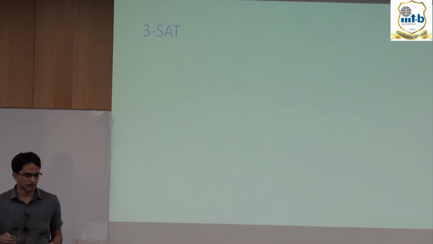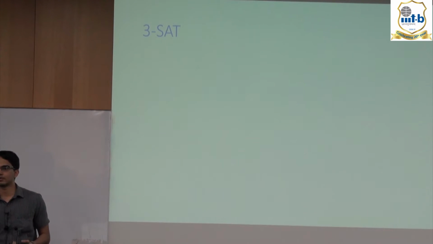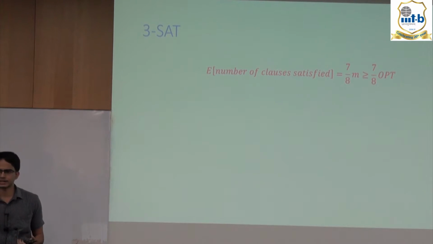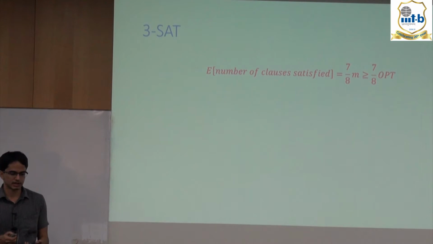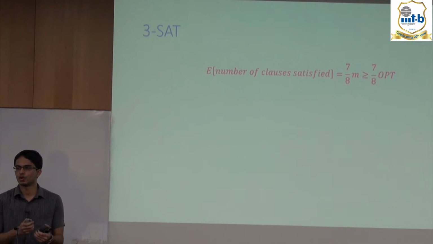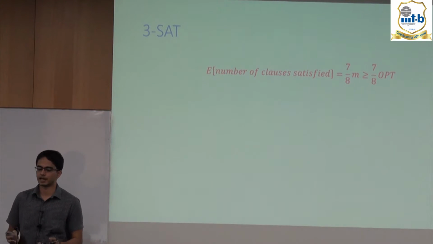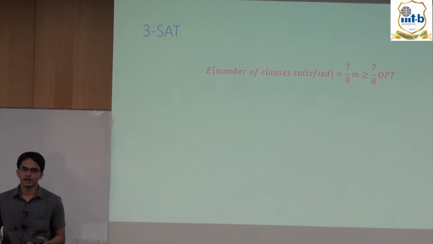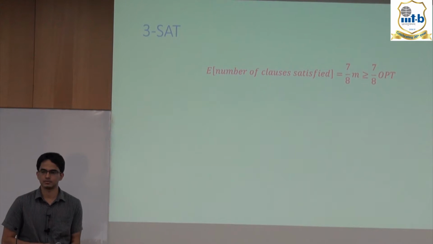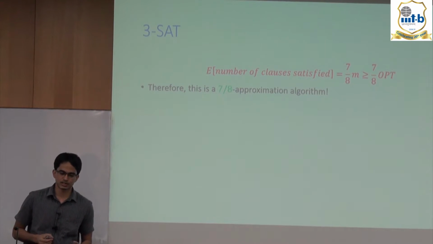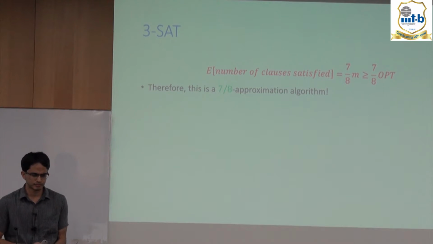By linearity of expectation, since any arbitrary clause is satisfied with probability at least 7 over 8, the expected number of satisfied clauses is obtained by going over each clause and summing the probability that it is satisfied. That is 7 over 8 times the total number of clauses. And as we saw before, that is 7 over 8 times the optimal value. Therefore, this is a 7 over 8 approximation algorithm.